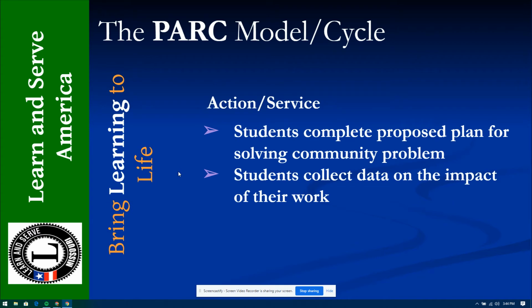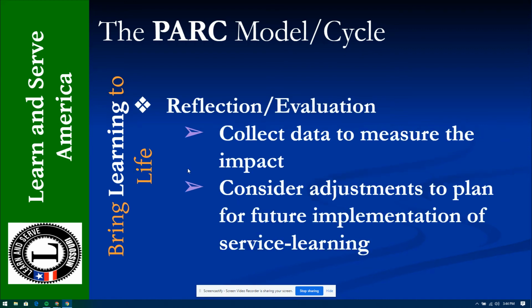After that first P step, we then move into A, which is the action and service step. This is where students actually perform or implement their proposed plan for solving the community problem. Here's where it's different than community service. Along the way, they're collecting data in order to study the impact of their work.